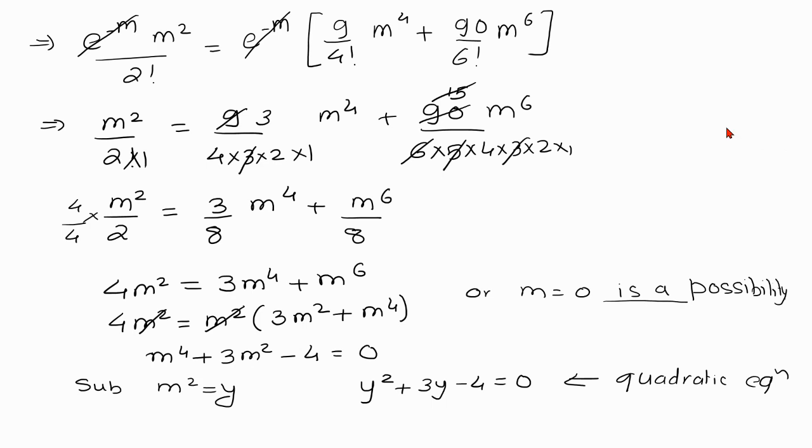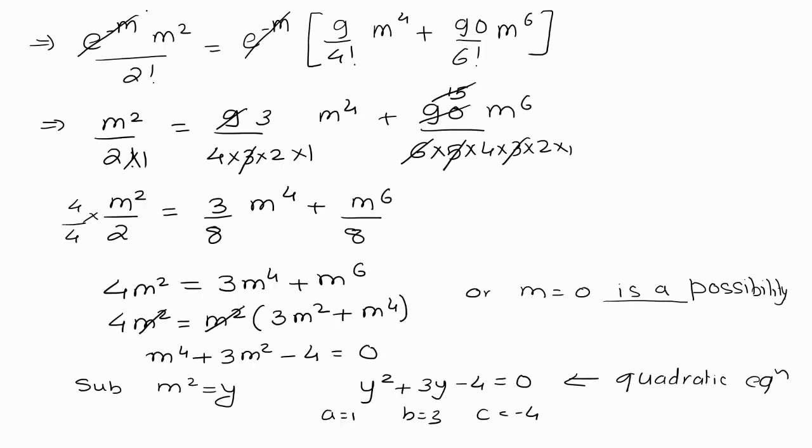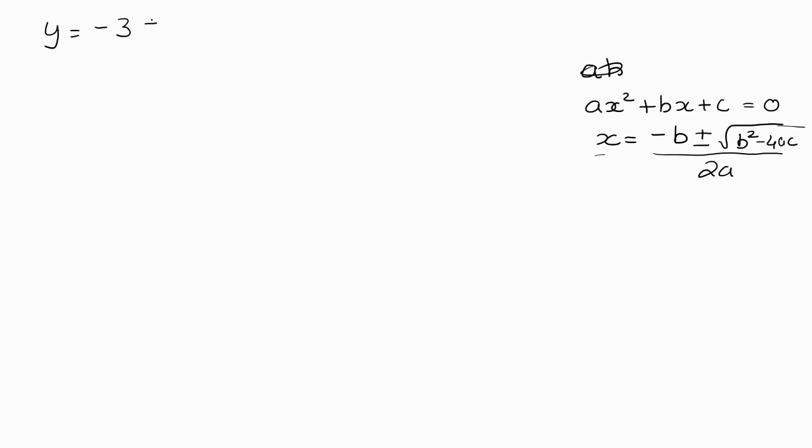Okay, so now in this case, what is my a? A is equals to 1, b is equals to 3, and c is equals to minus 4. Okay, so if I substitute in this equation, in place of x I have y, so it will be what? Minus b is what? 3, so minus 3 plus or minus root of b square. B square is what? 3 square will be 9, minus 4 into a is my 1. Okay, a is my 1 and c is my minus 4.